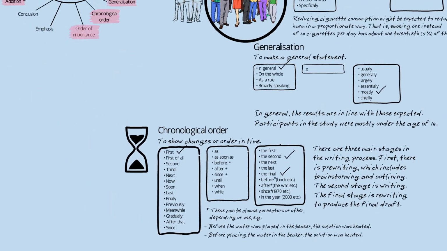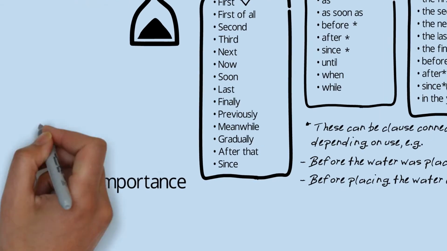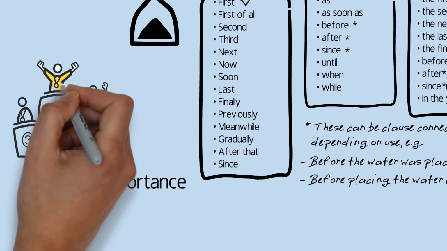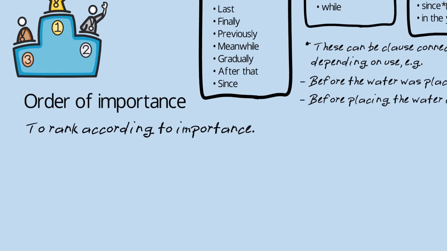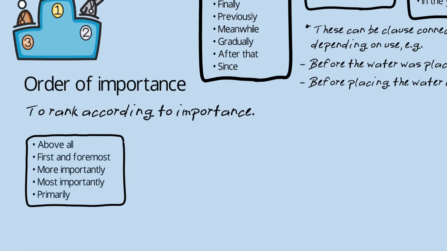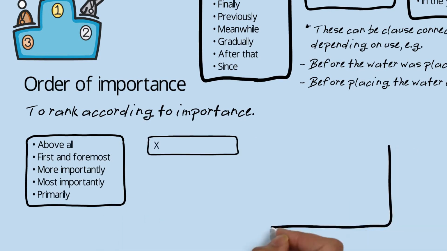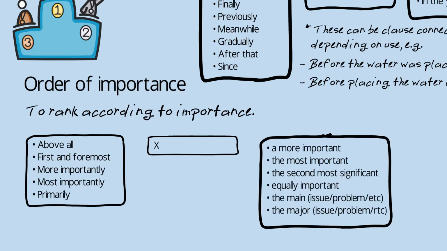Next, transitions to show order of importance. So these are used to rank according to importance, in particular to show the most important. So sentence connectors: above all, first and foremost, more importantly, and so on. No clause connectors. And then other type transitions: more important, the most important, the second most significant, and so on.